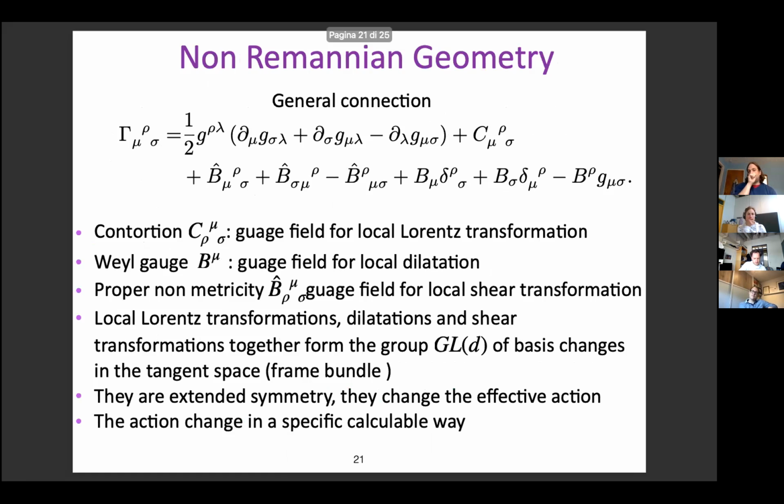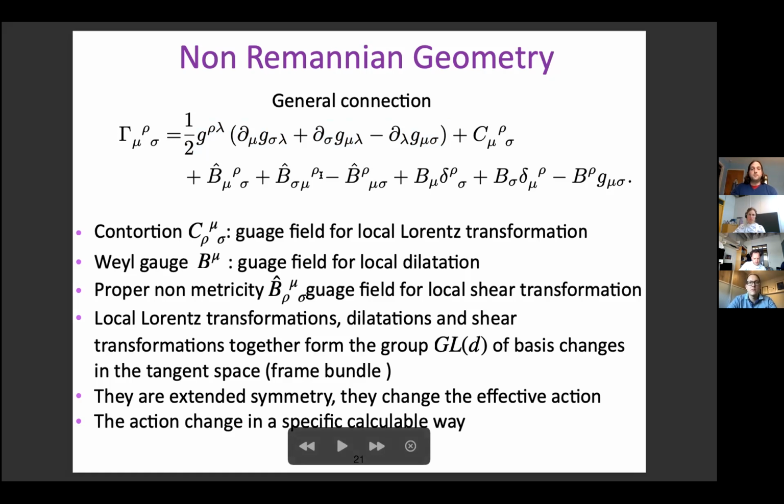And I want to explain in one slide, a little bit technical, what symmetry actually means here. So in this non-Riemannian space, you have the connection that is given by the Levi-Civita one, and then you have another tensor. This guy C is defined as the contortion tensor, and it's a combination of the torsion. So you're allowing your space to have a torsion, and this is how to parameterize it.